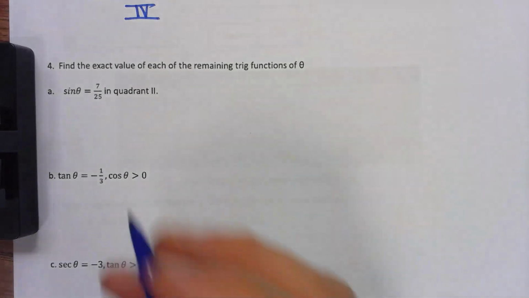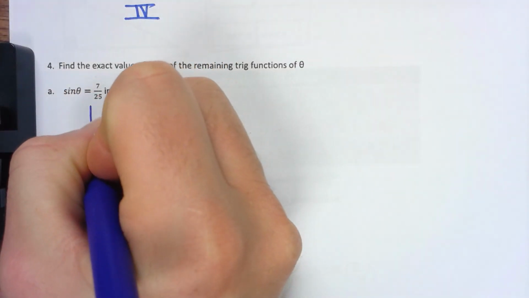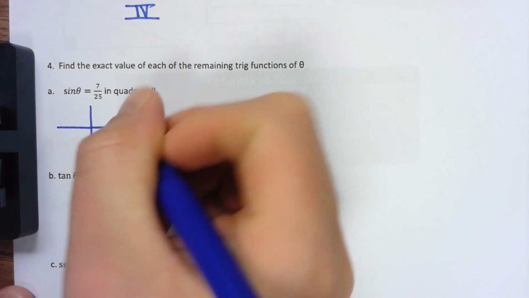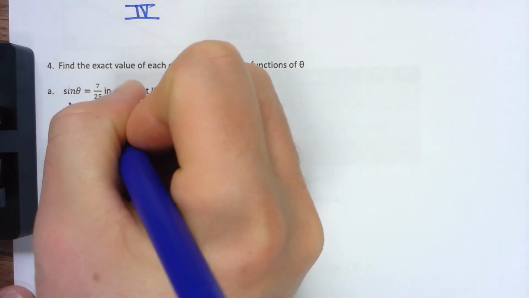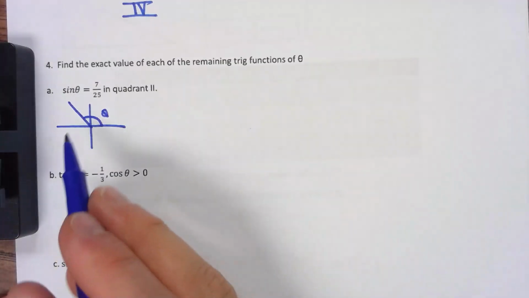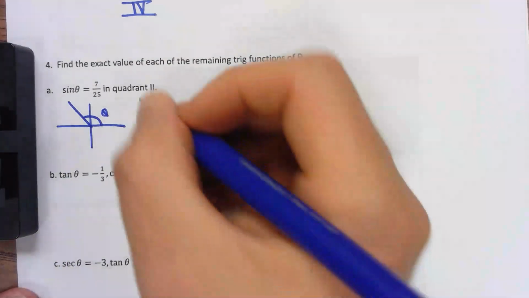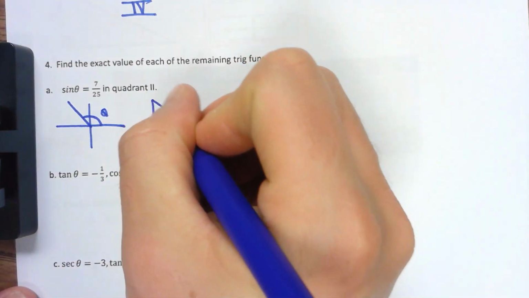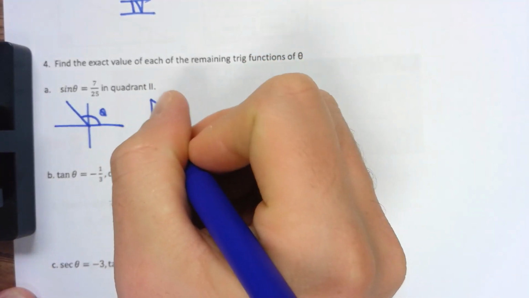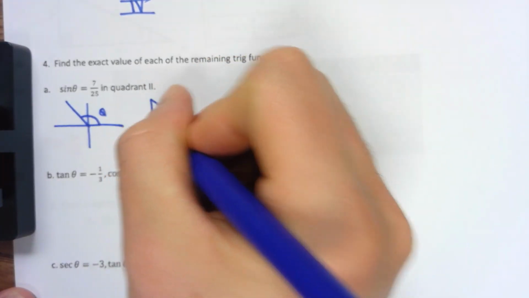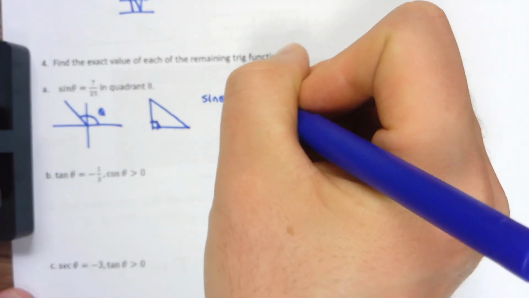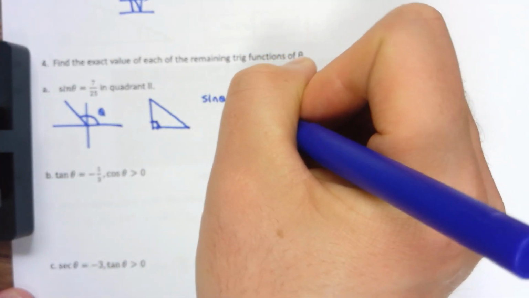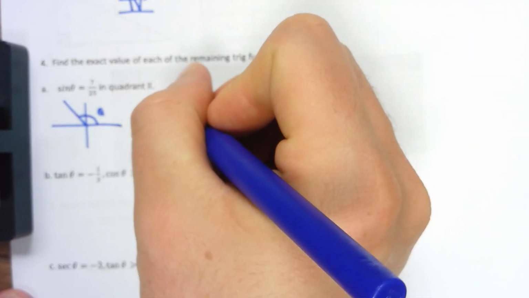Okay, so in quadrant 2, we're somewhere out in here. We've rotated some theta amount. And before I label all this, I'm going to make a triangle here. And I'm using the fact, that should be a right angle, that sine of theta is equal to the opposite side over the hypotenuse. So the hypotenuse here is 25. The opposite side is 7.